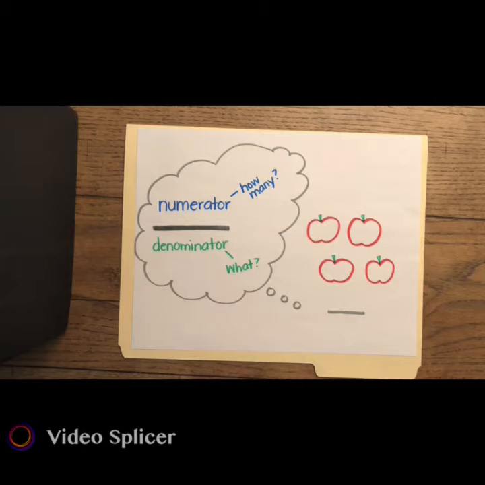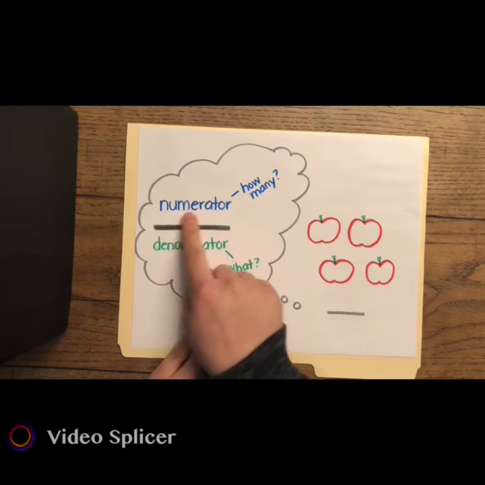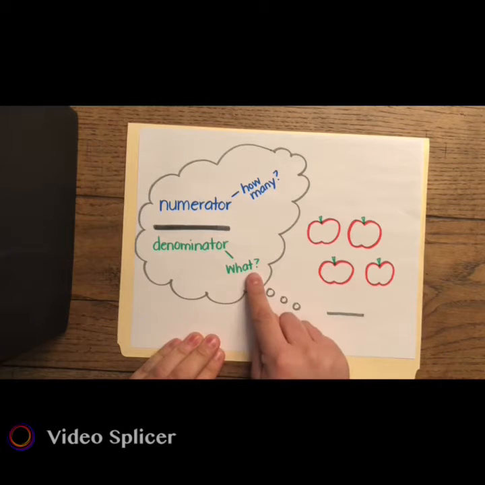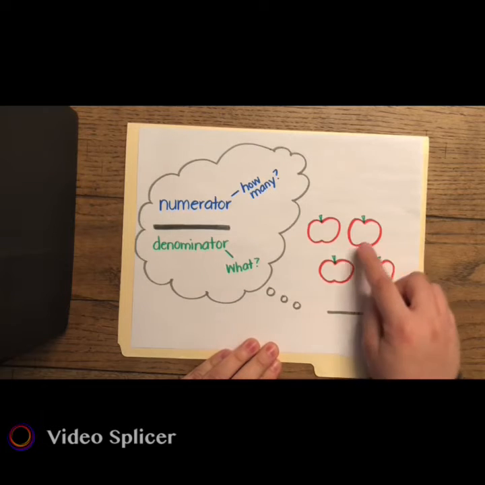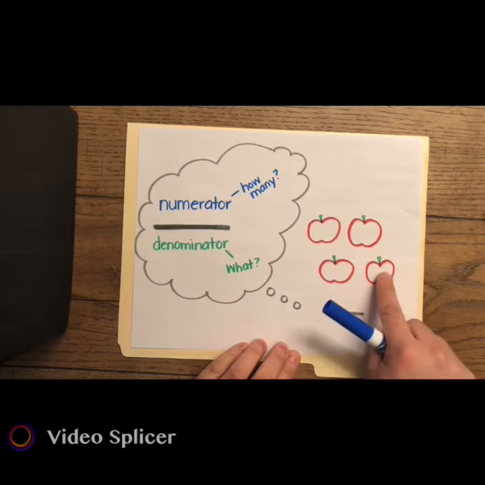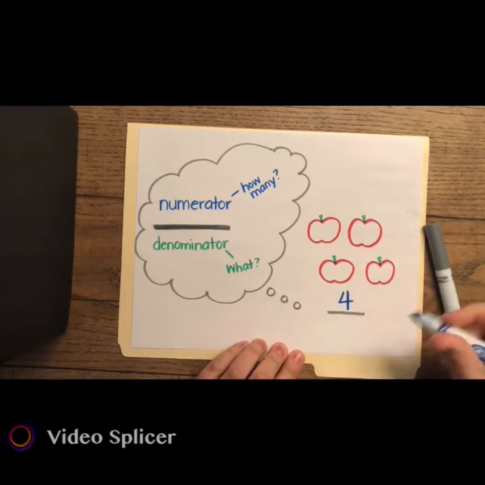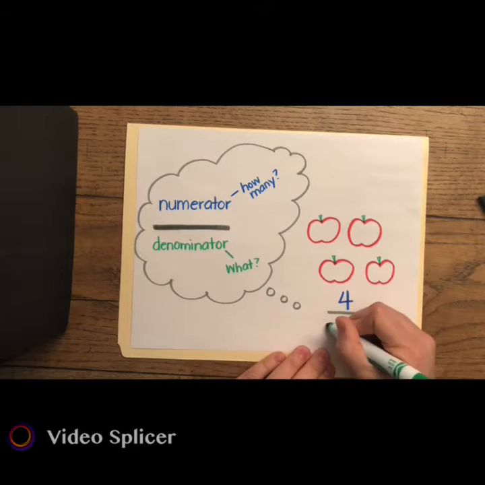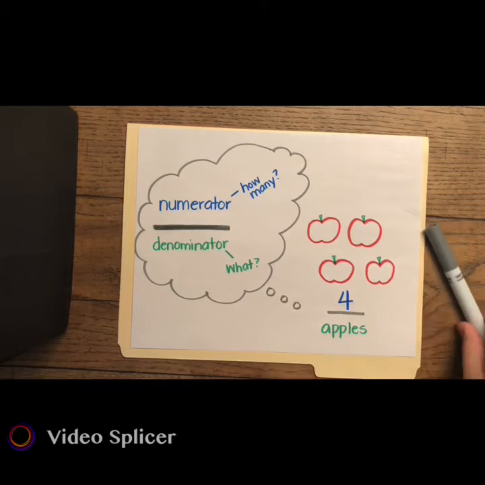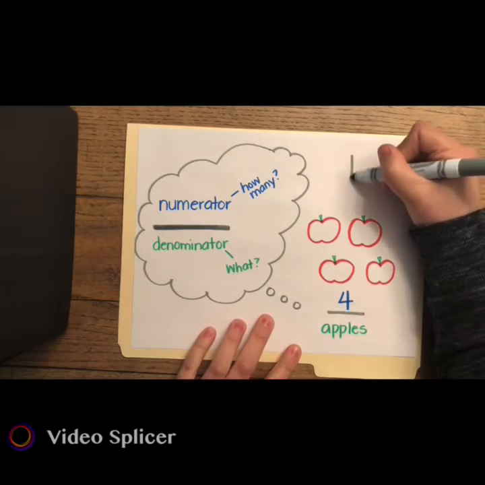So just as a quick review, we know that there is a numerator and a denominator when we talk about fractions. Remember, our numerator we can ask how many, and our denominator tells us what. So if I look at this picture right here, there are apples. How many? There are 1, 2, 3, 4 apples. What are they? They are apples. So 4 apples.